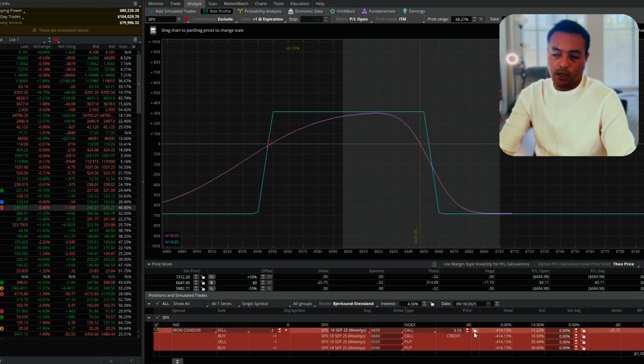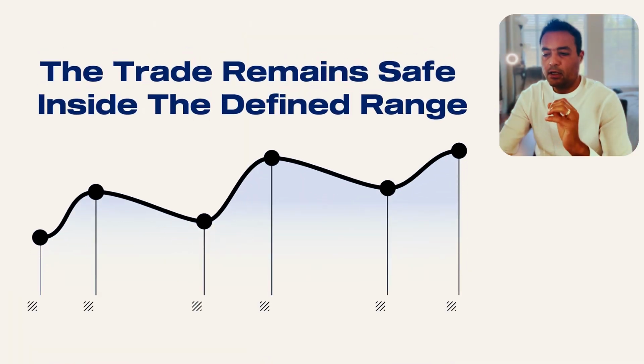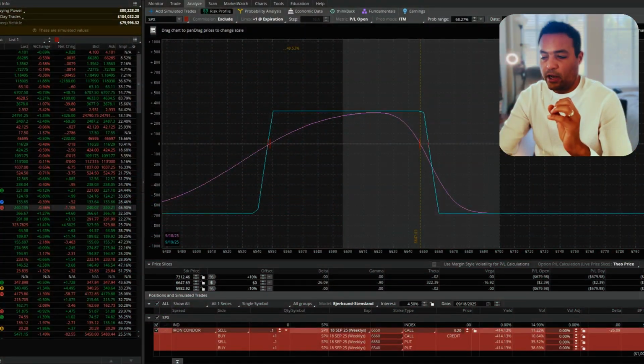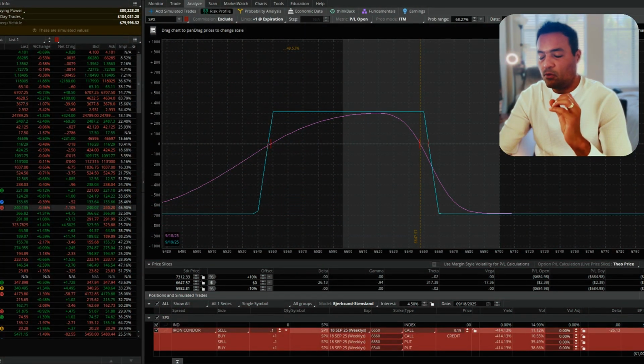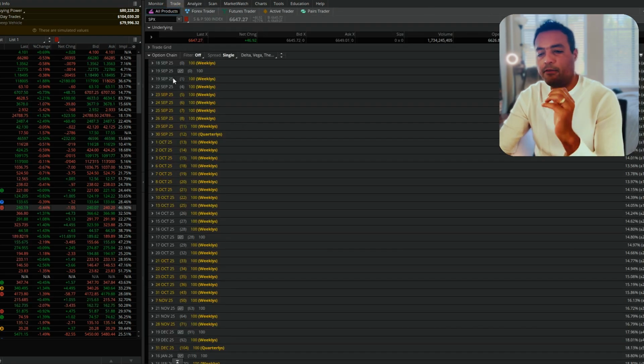However, this trade would have been a $70 loss at this point right now, but I would not have taken it out because it's still within my range. Okay. Now let's set up an iron condor as we would have done 1 hour into the market and see how much credit we are collecting now versus what was available in the morning.